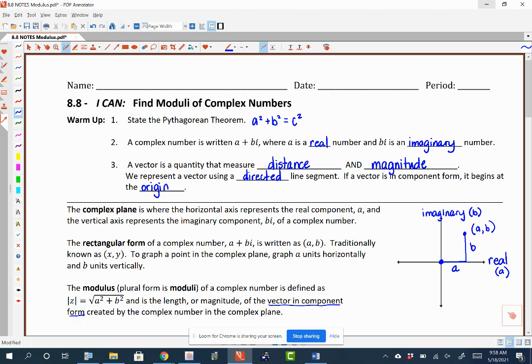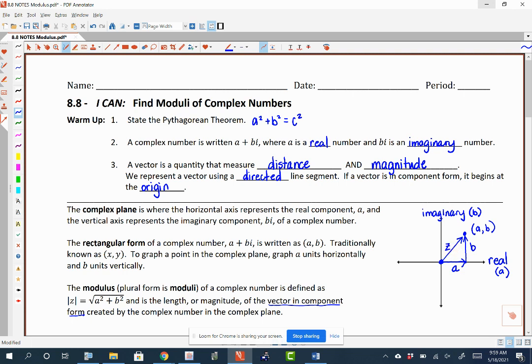Remember, we said in the warm-up, if a vector is in component form, it starts at the origin. So let's adjust our picture here for a second. If I'm at the origin and I go a vector a, it has a length and a direction, a magnitude and a direction. And then from that point, vector b also has a magnitude and direction. I could also go the shorter distance from my origin to my ending point (a, b). This is what's referred to as z.